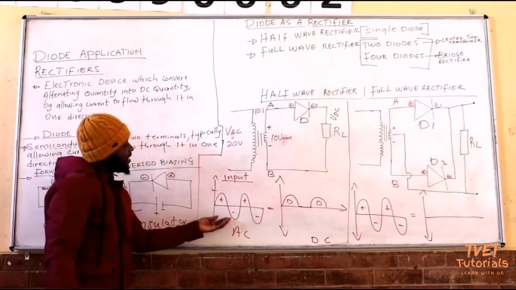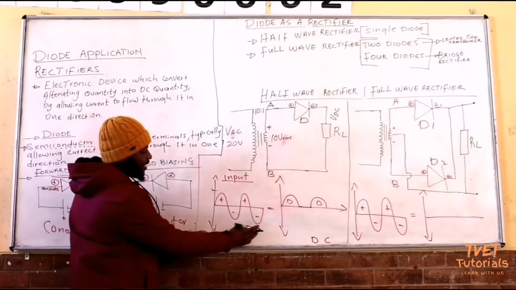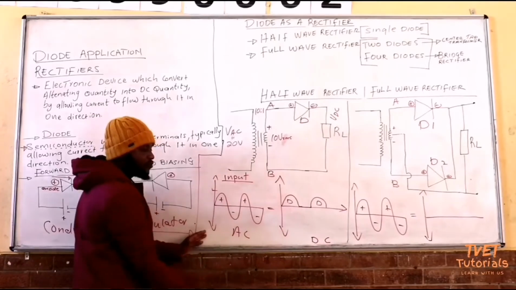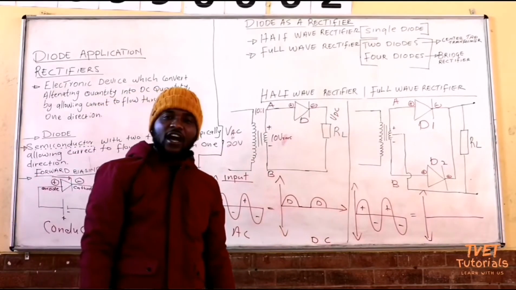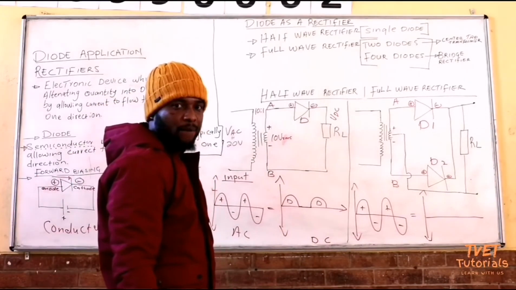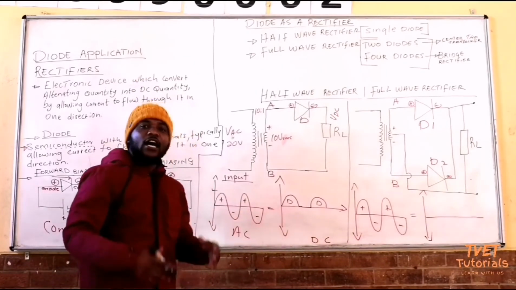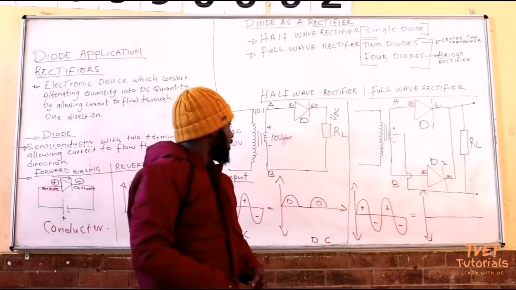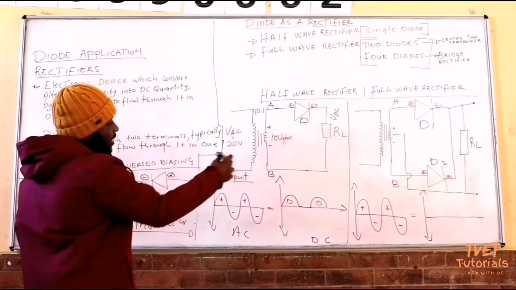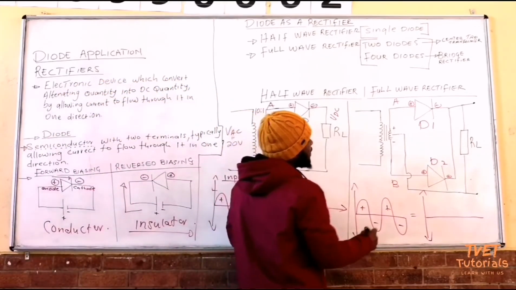Remember what we said? If you are using a half wave and you are given this as the input, you just have to remove the negative half waves. You leave only the positive half wave. That will be your output. Let's now look at this one here.